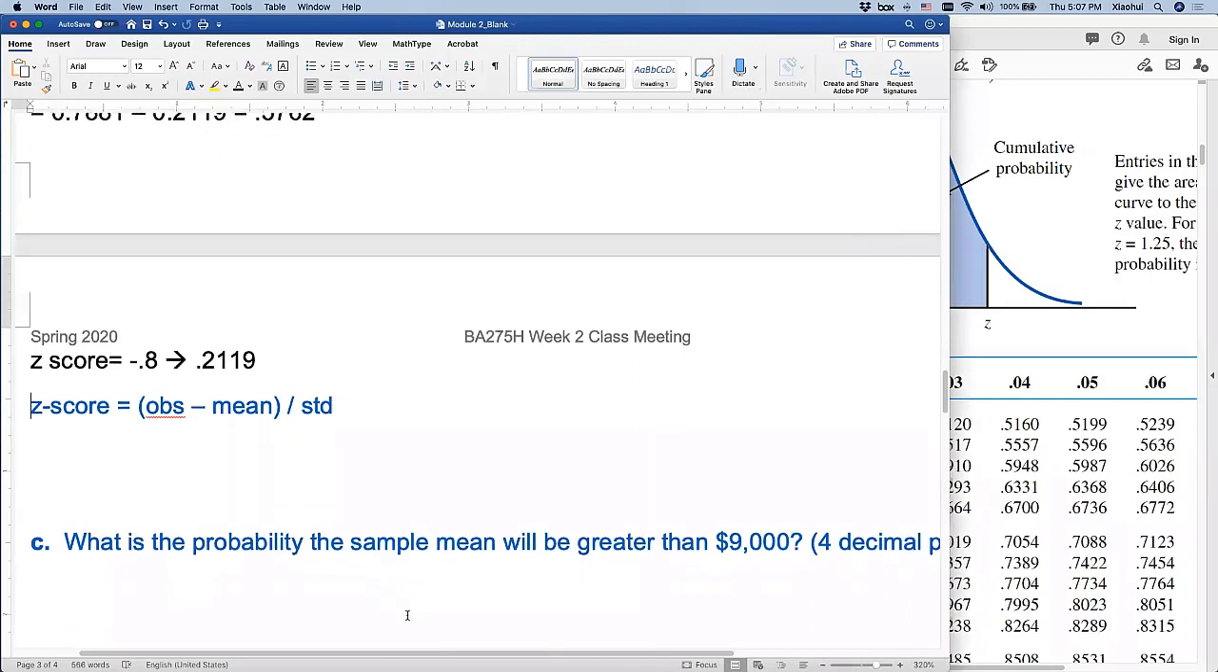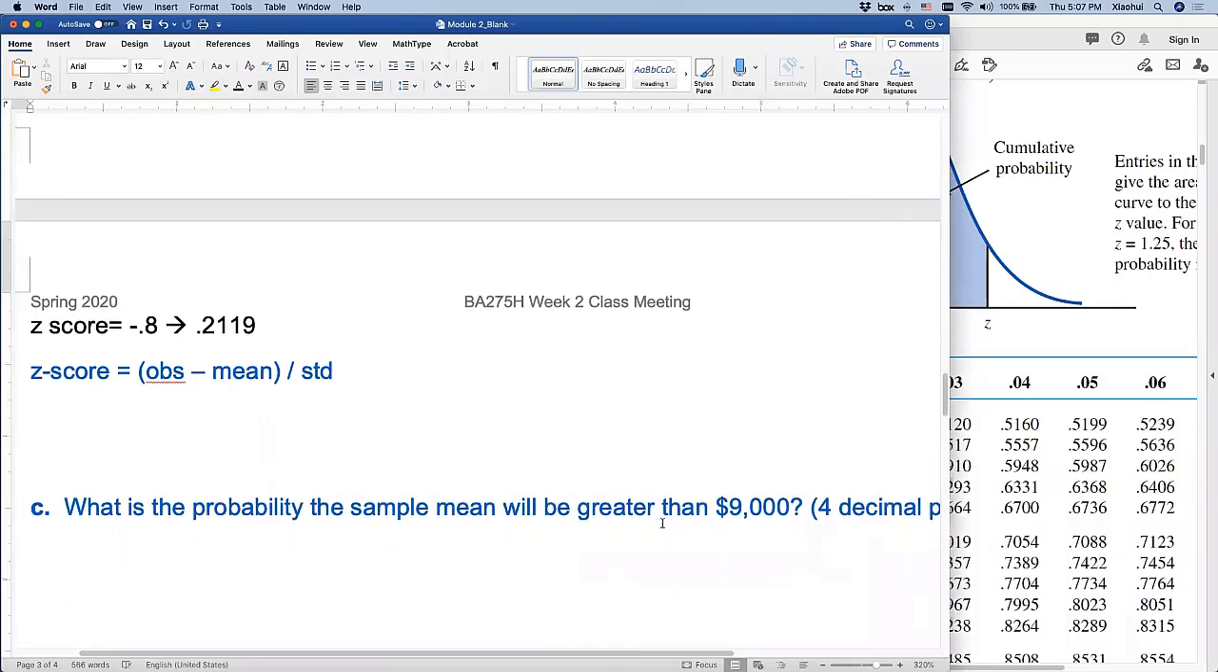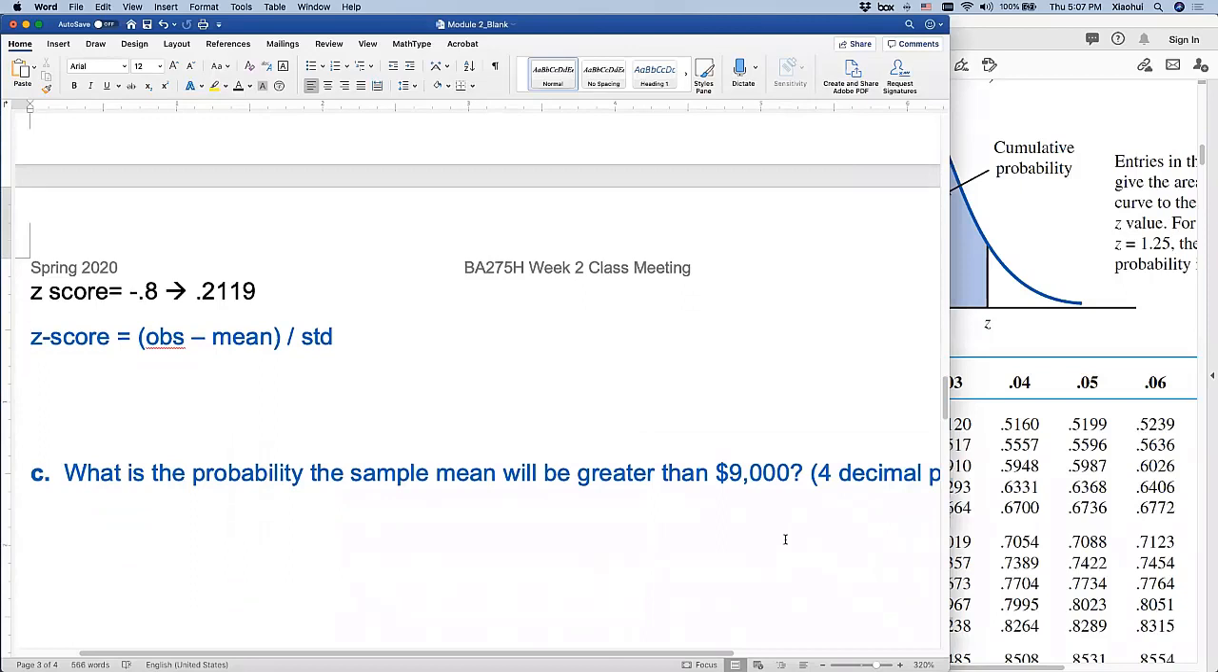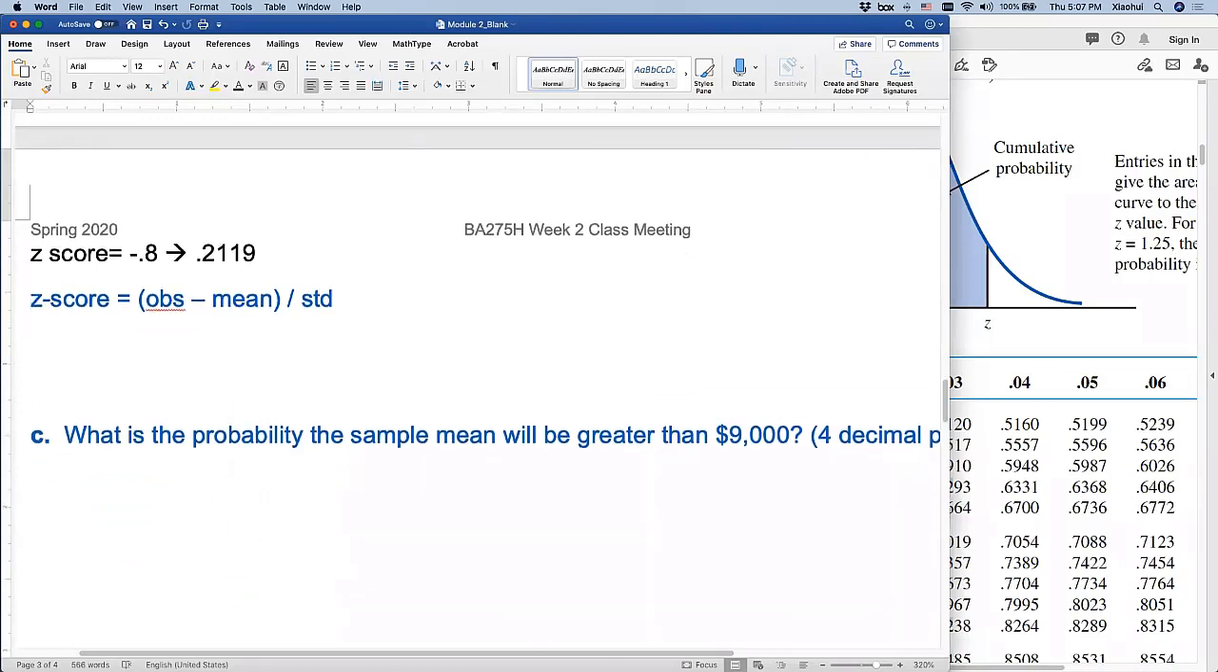The next one is, what is the probability the sample mean will be greater than 9,000? This part is fairly similar to what we had before. The key part is to make sure you write it out as a statement. We want to find the probability of a sample mean more than 9,000. I like to write it out in terms of this one. As you can probably see, I cannot use 9,000 right away. This is an actual observation. It's not a z-score. I need to convert it to a z-score.